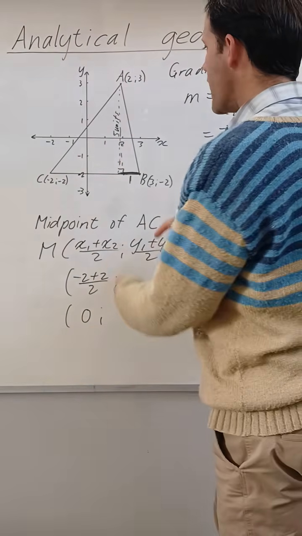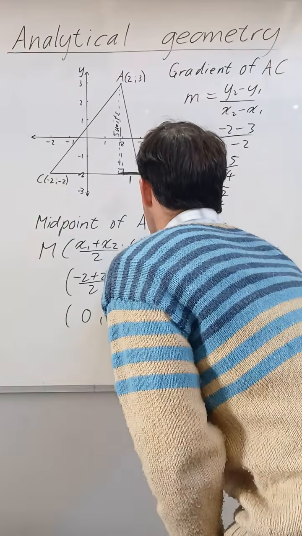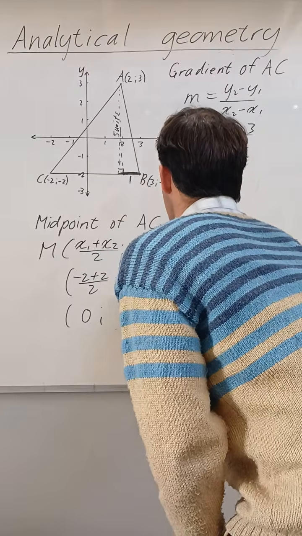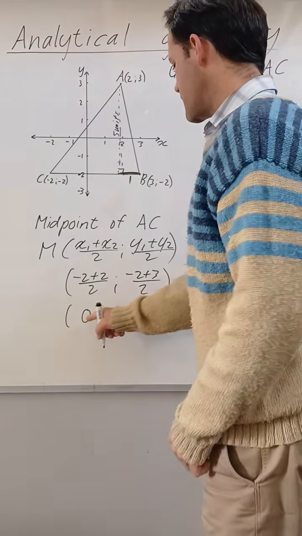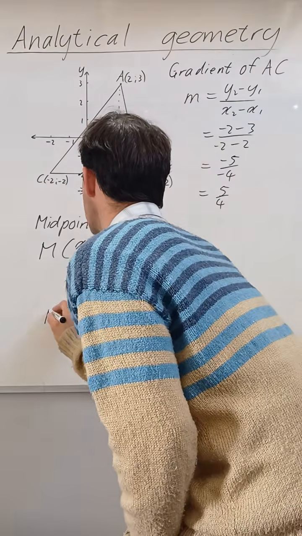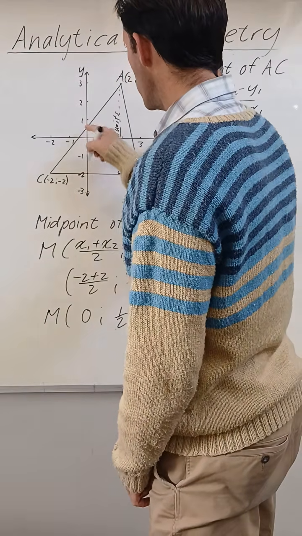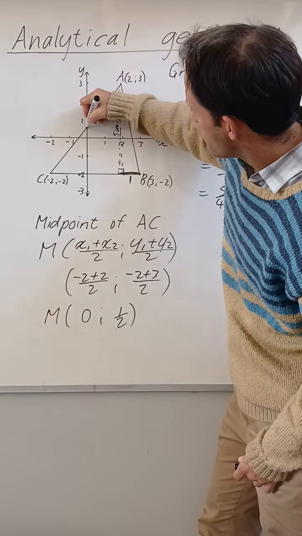And then for the y values, you need to add this one and this one. Negative 2 plus 3. Okay, so negative 2 plus 3 over 2 is 1 over 2. So there's the midpoint. We can say M, the midpoint, has an x value of 0 and the y value of a half. So that's going to be your midpoint.